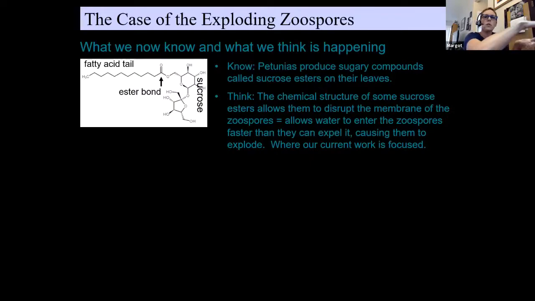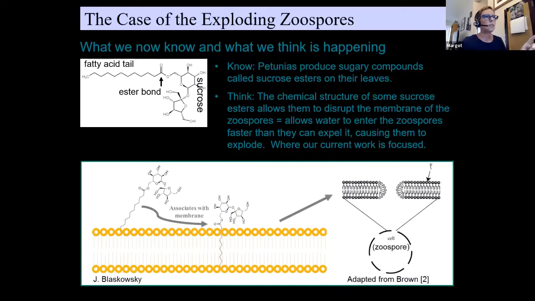They're producing all these sucrose esters on their surface. When the zoospores start swimming around trying to cause infections, they're actually exploding before they can cause an infection. Some of them do get through and will cause infections, but once they get through, then the petunias turn on basically their immune system and shut that down pretty quickly. So just to give you a graphic of all the things I was trying to do with my hands.